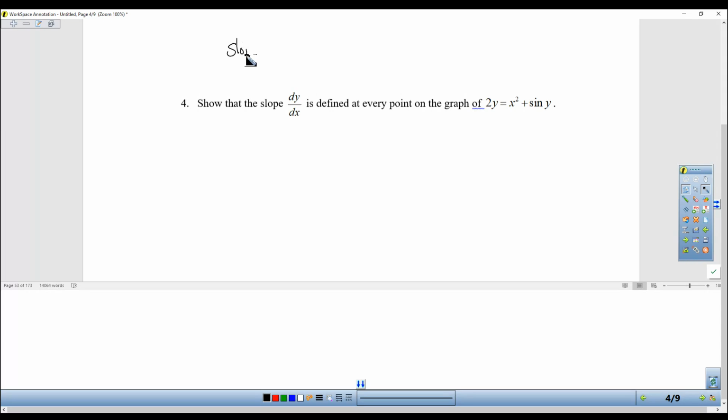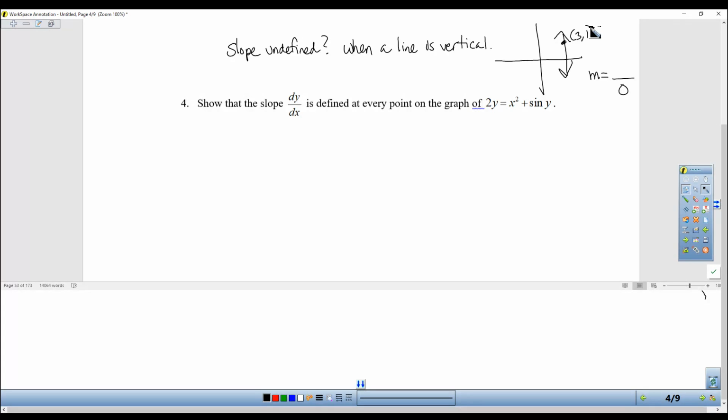So when is a slope undefined? When a line is vertical. So a vertical line is going to have an undefined slope. But what does that mean in terms of the actual slope value? It means that you were going along doing slope and you got 0 in the denominator. So maybe this was (3, 1), and maybe this was (3, negative 1). Well, we'll make it even negative 4, let's say.